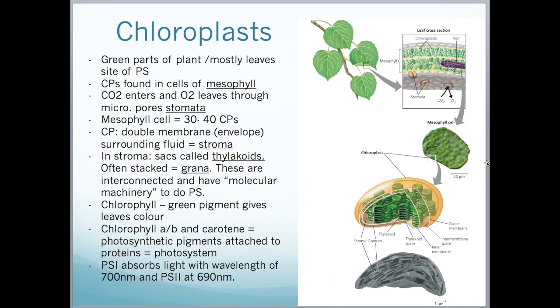Chloroplasts also contain photosynthetic pigments: chlorophyll a, chlorophyll b, and carotene. These are colored substances that absorb the light energy which is needed for photosynthesis. The pigments are found in thylakoid membranes, and they're often attached to proteins. When they're attached to proteins, we refer to them as a photosystem. We need to know that there are two photosystems, photosystem 1 and photosystem 2. Photosystem 1 absorbs light best at a wavelength of 700 nanometers, and photosystem 2 at 680 nanometers.